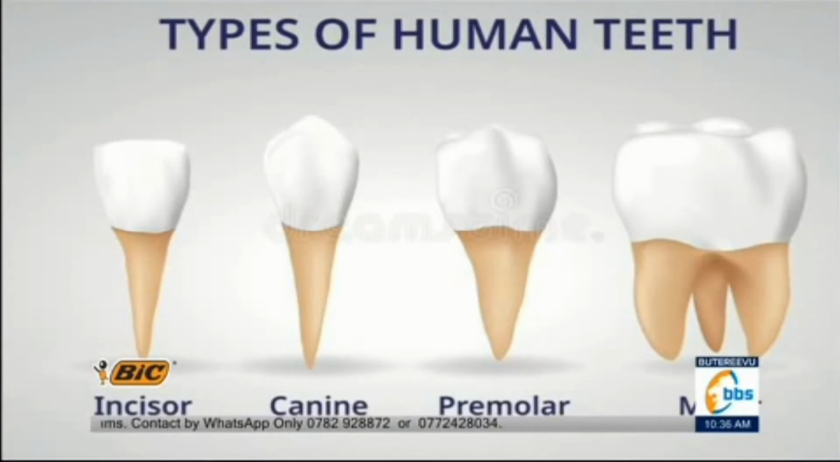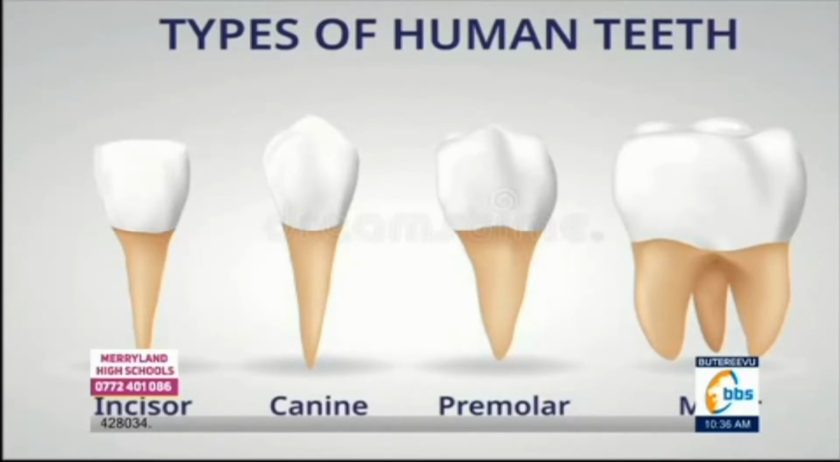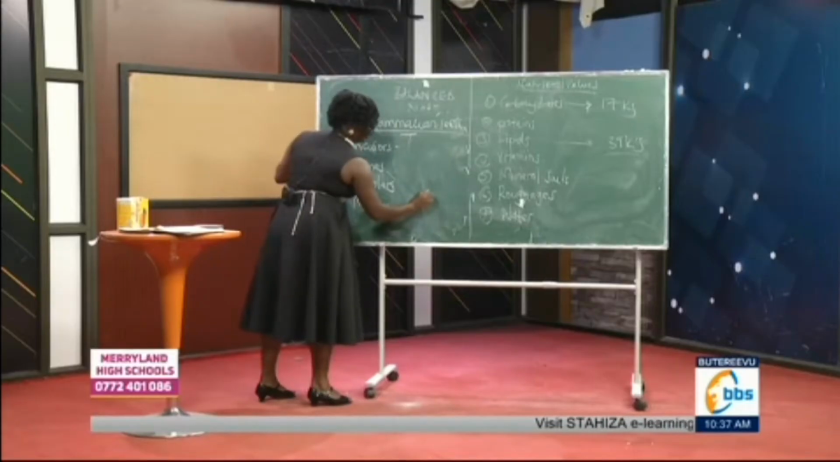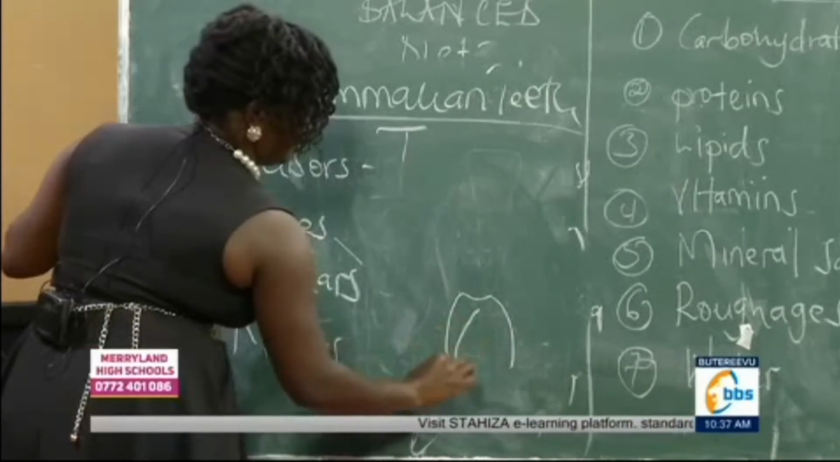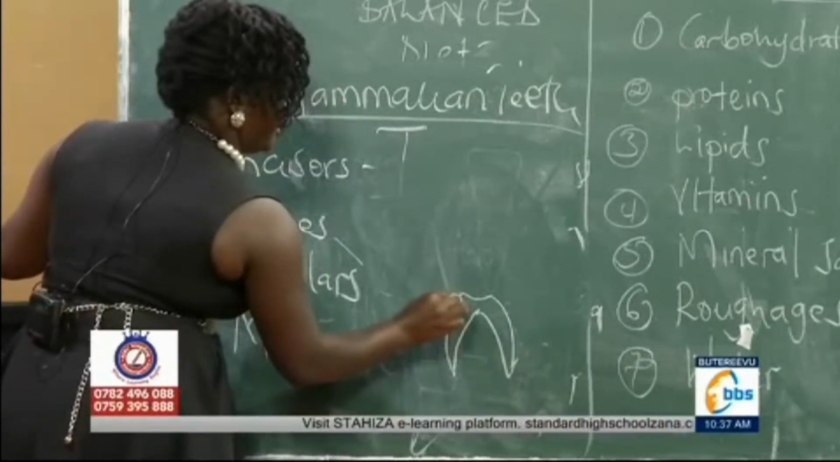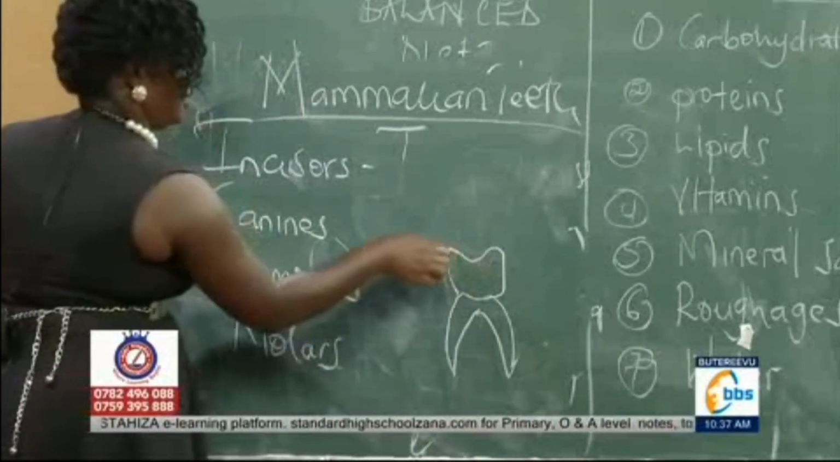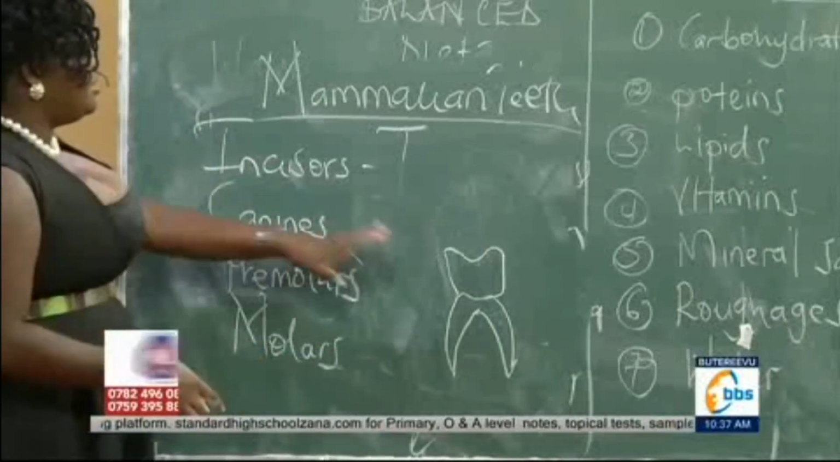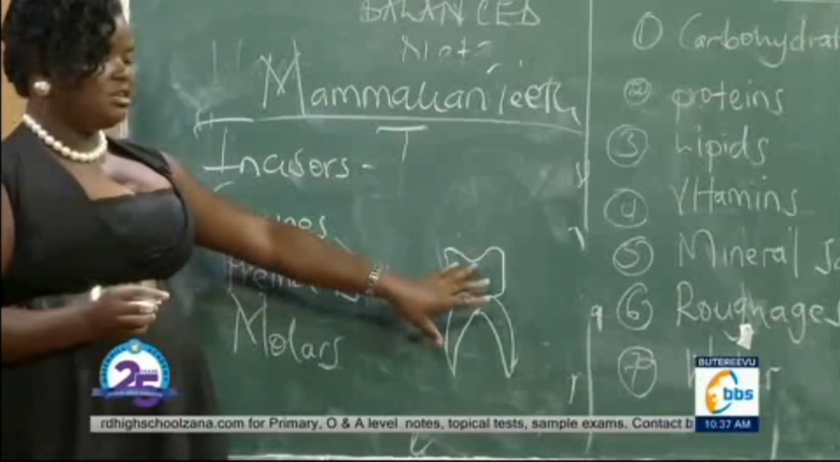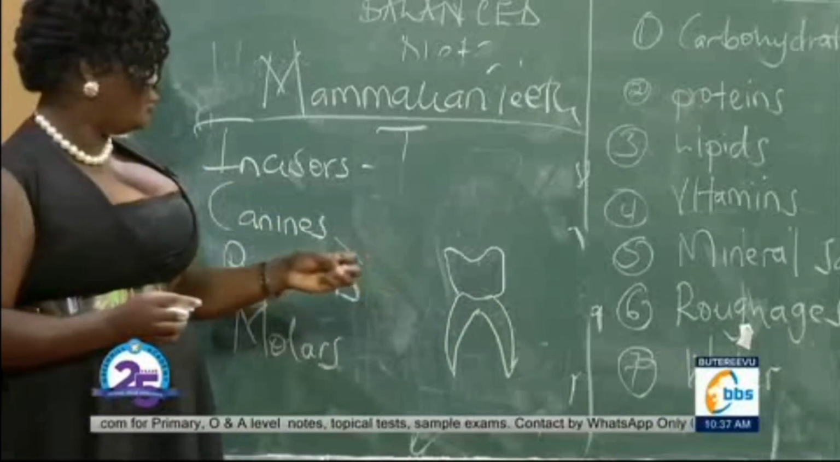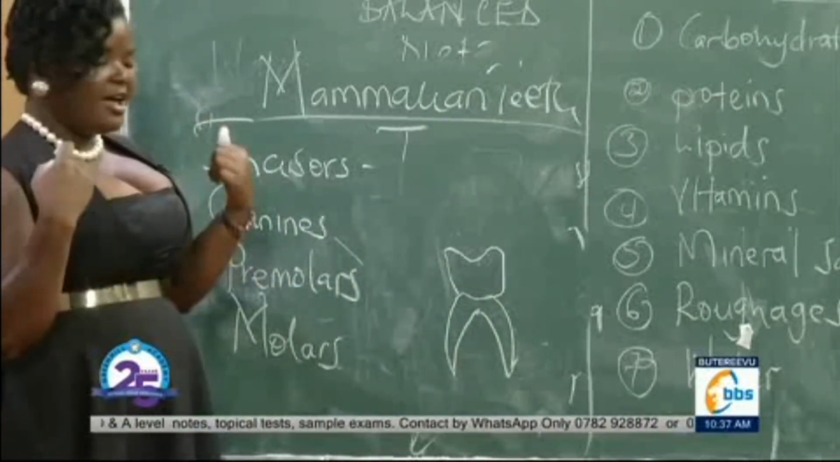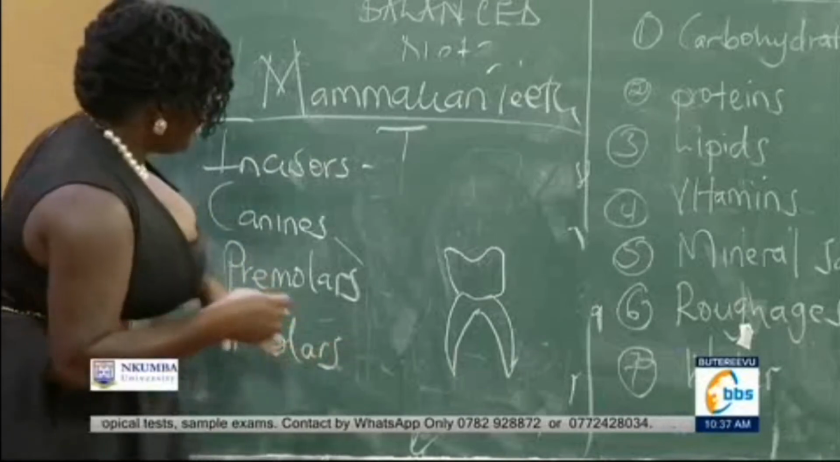Then the others are the premolars, located at the rear end of your buccal cavity. These ones have 2 roots, and their crown is made up of 2 cusps. So these are the 2 cusps, and these are the 2 roots. Their basic function is grinding or crushing of food, located towards the rear end of your mouth. Then we have the molars.